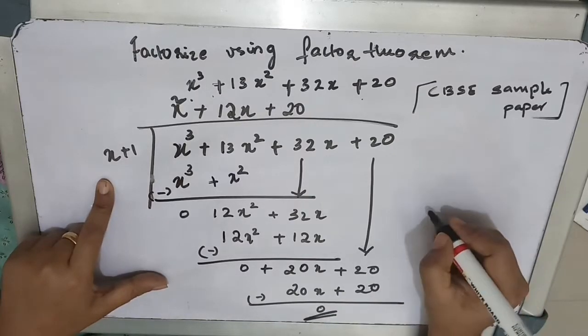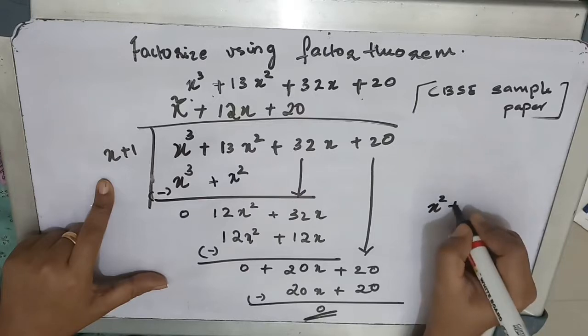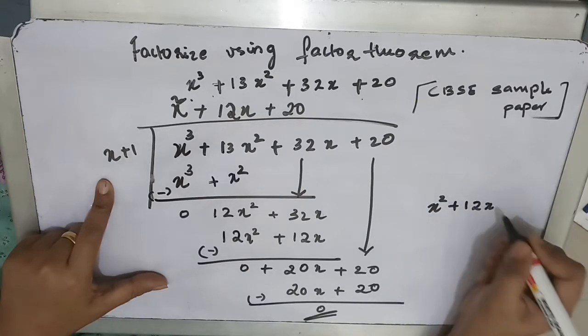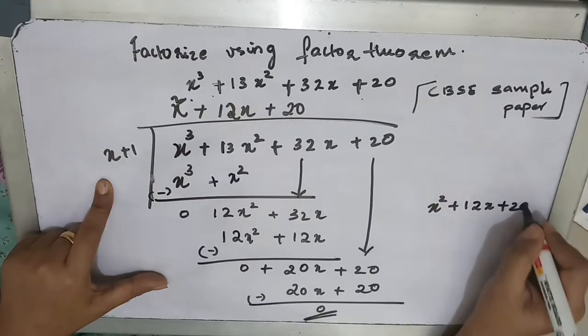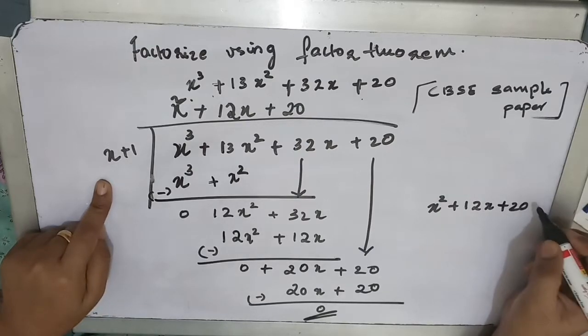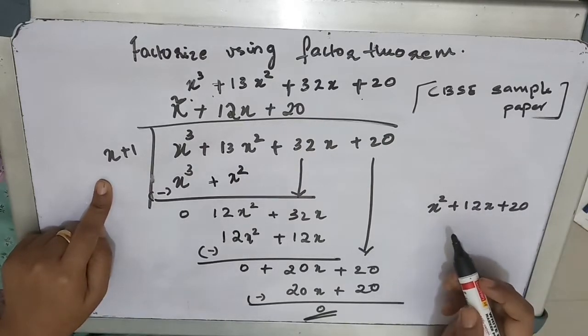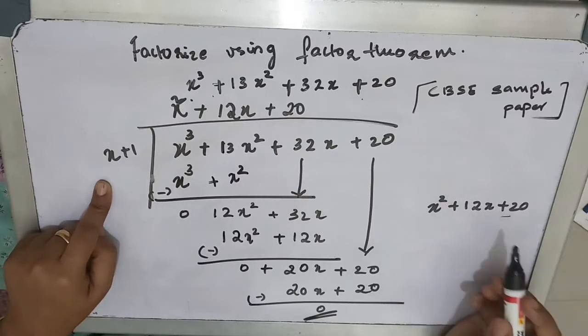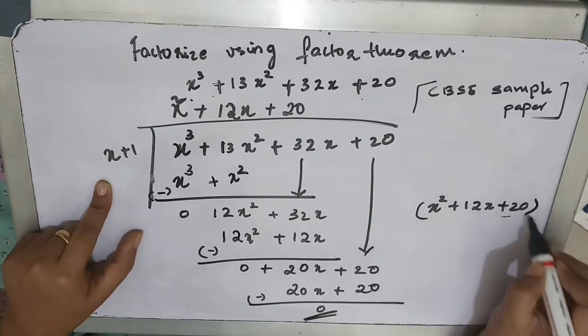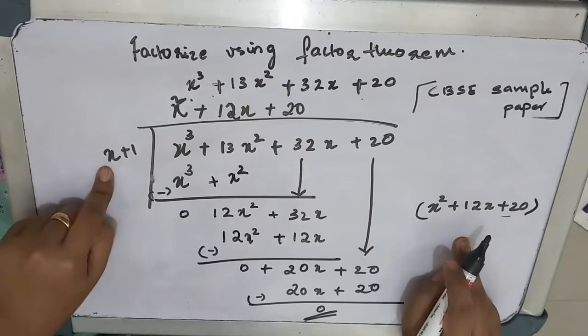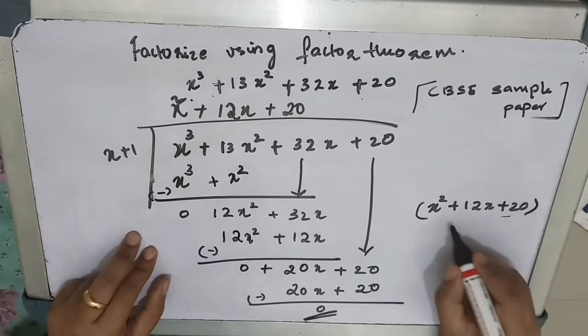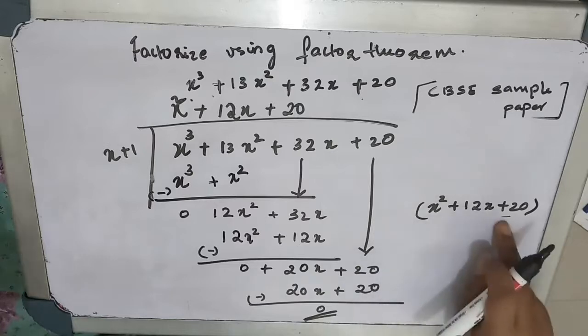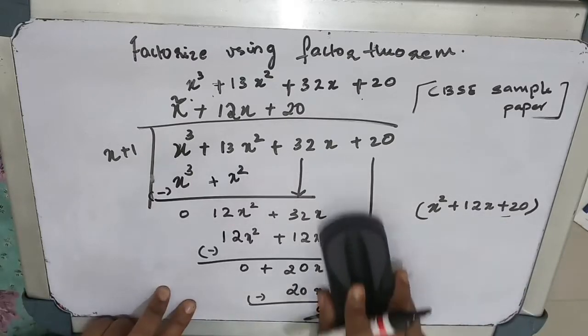So now we have obtained a quadratic polynomial. Quadratic polynomial means a polynomial of degree 2. Degree 2 means 2 will be the highest power in that polynomial. Such polynomials are called quadratic polynomials. So we have obtained a quadratic polynomial by dividing with x plus 1. Now we have to factorize this quadratic polynomial. So let us see.